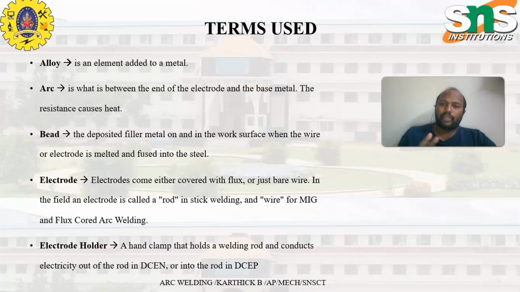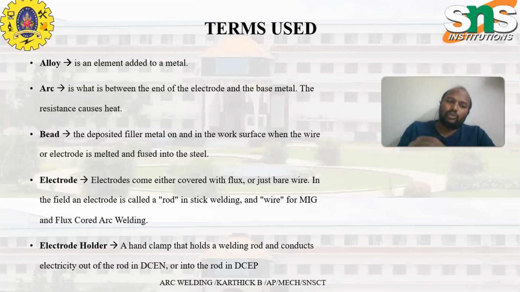Next one is arc. As a simple way, I can say that if the two ends of positive and negative polarity come nearer, the resistance causes some friction. If we take a battery wire and bring the positive and negative polarity together with a small friction, we can see a spark come out. The spark produces the arc. So here the resistance causes heat.